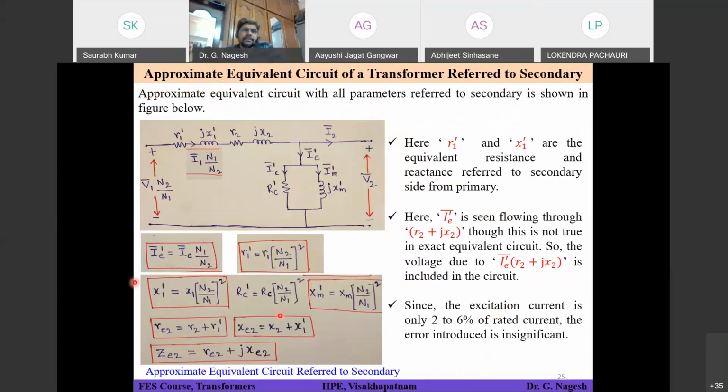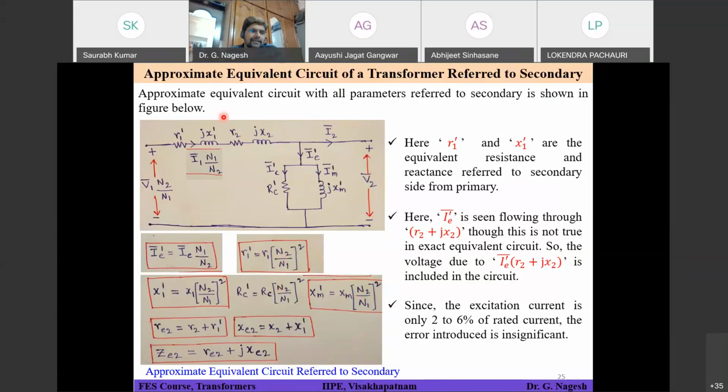Right. So as someone has already told, V2 remains the same, R2 remains the same, X2 remains the same. R1 dash, jX1 dash come into the picture, and V1 dash is nothing but V1 into N2 divided by N1, right? And Rc dash and Xm dash, Ie dash, these are all given here. Ie dash is equal to I into N1 divided by N2. R1 dash, X1 dash are there. Rc dash, Xm dash are also similar to this.